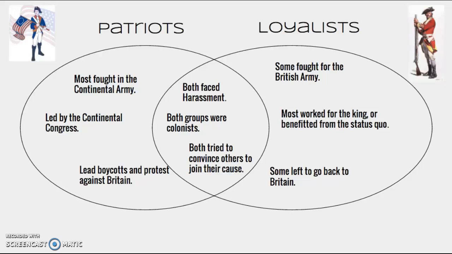In the very same way, today in America, we have a two-party political system. And even if someone is a Republican and the other person is a Democrat, that doesn't mean that they aren't both Americans. Whether you're Republican or Democrat, you're still both Americans. So whether you're a patriot or a loyalist, you're still a colonist. Okay? Both of these groups were colonists.